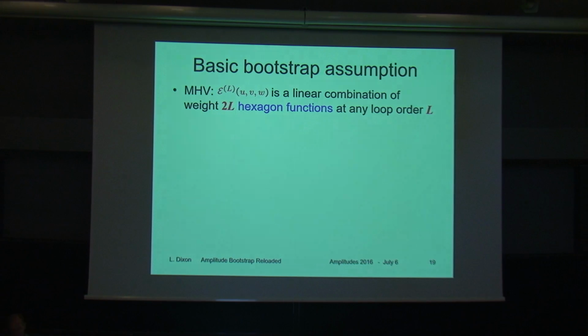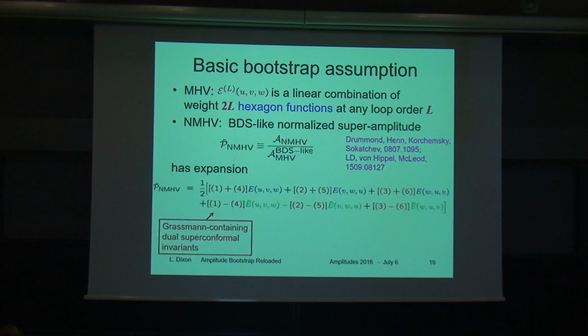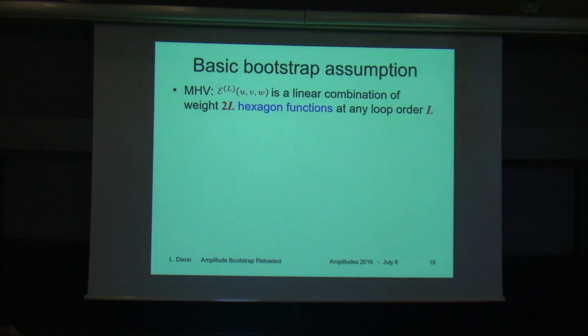So the basic bootstrap assumption is this ansatz that I've been alluding to. Still haven't quite told you what it is, but it's that the L-loop answer is a linear combination of weight 2L hexagon functions at any loop order. That's sort of a single number corresponding to the bosonic Wilson loop or the MHV amplitude.